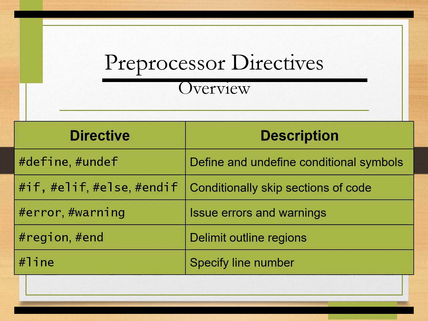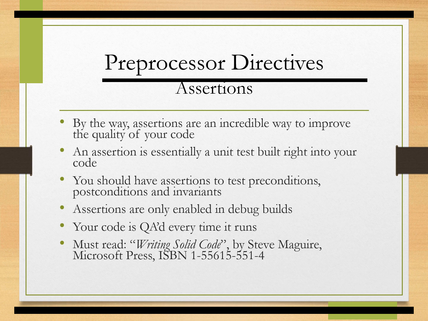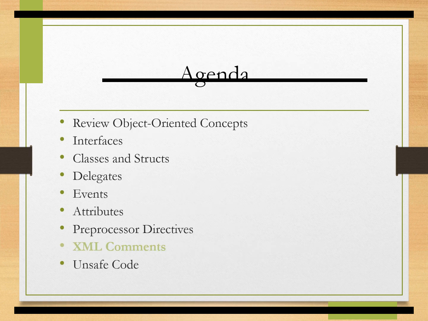You assume define and undef directive. Define and undef are the conditional symbols. This one is the conditionally skip. Error and warning is issue error and warning. Region and endregion is the delimit. So line is to specify the line numbers. The acceleration is the way to improve the quality of the code to writing solid code.